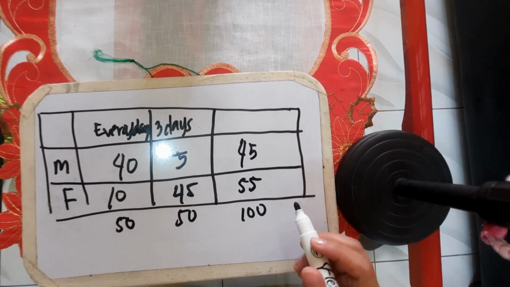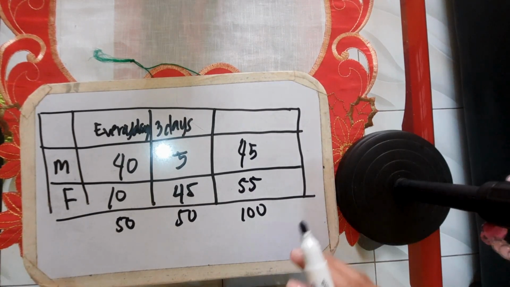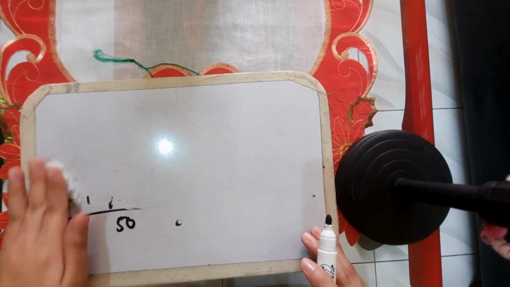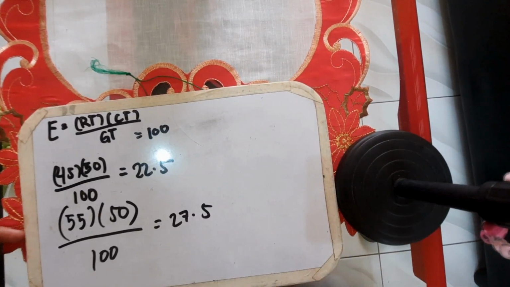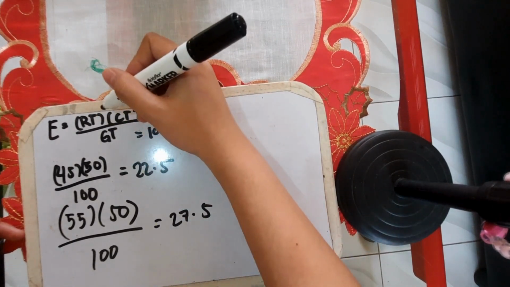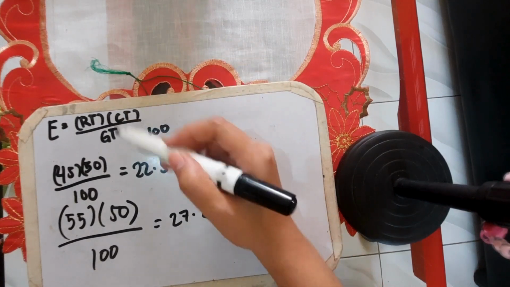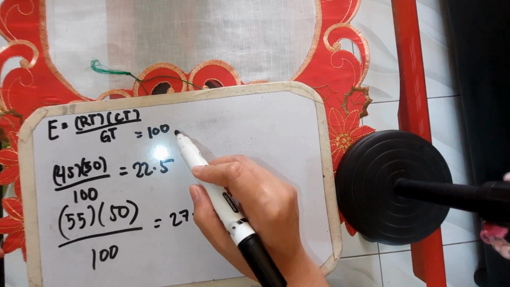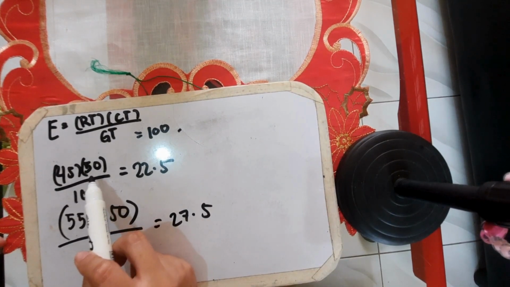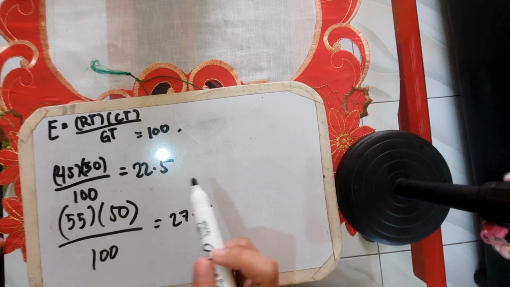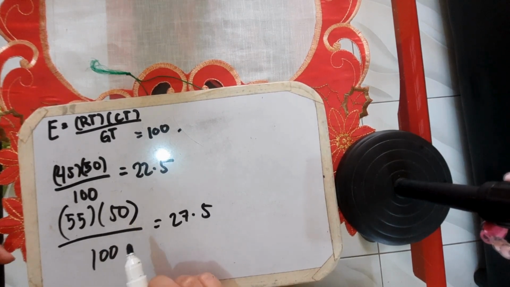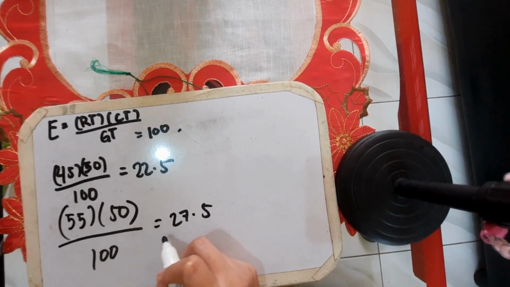The next step will be getting the expected value or expected frequency. So for our expected frequency, we have the formula: row total multiplied by the column total divided by the grand total, which is the 100. For our first expected frequency, we have 45 multiplied by 50 divided by 100 is equal to 22.5. And the second one will be 55 multiplied by 50 divided by 100 is equal to 27.5.